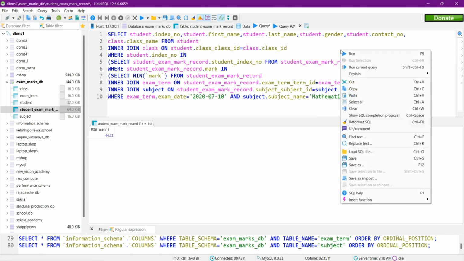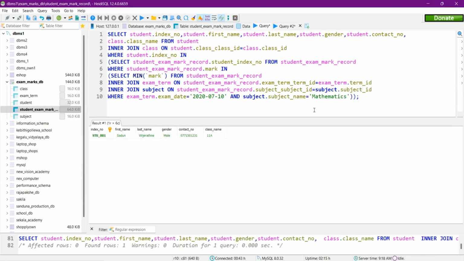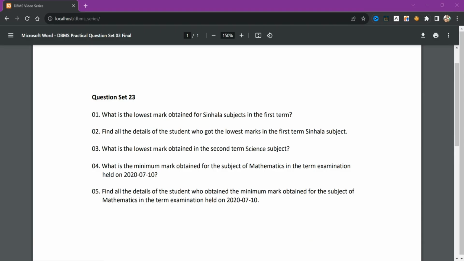So let's execute and see whether we get it. So we got an answer saying that Sadhun Vijayaratna is the one who got the lowest marks in the mathematics exam, which was held on this date. So this is the answer for the fifth question.